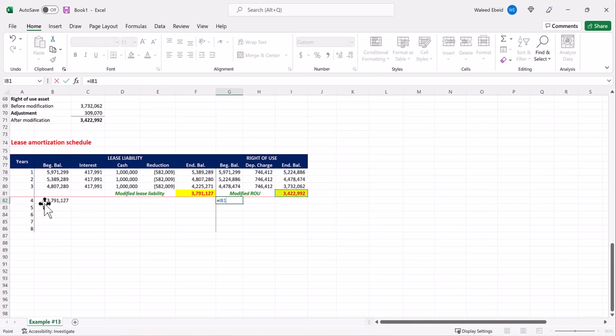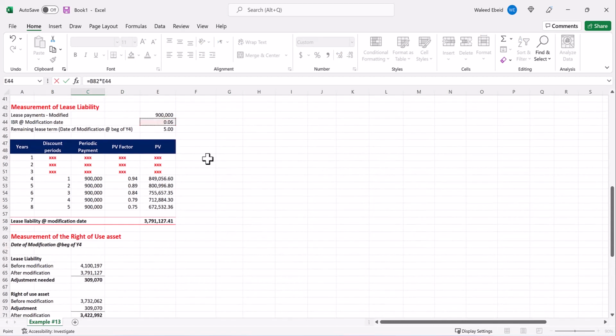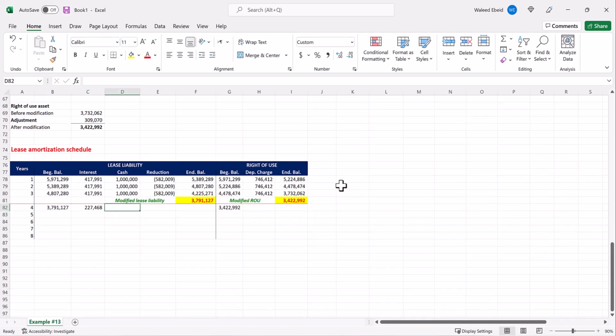The interest charge starting from year 4 is calculated using the revised rate of 6%. Insert the revised lease payment of 900,000. And you already know how to complete the remaining calculations.